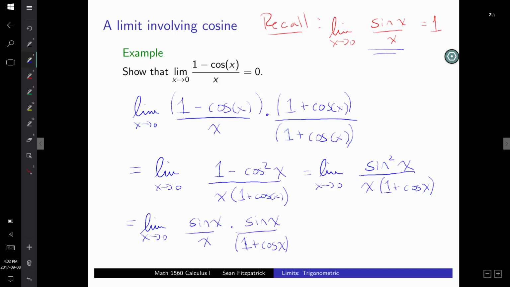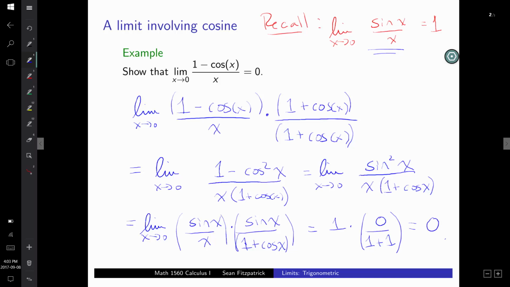Okay, and now I've got a limit of a product. I know what to do with the limit of a product. I take the product of the limits, and I know what this first limit is. The limit of sine x over x, we've got it up here. It's 1. The second limit, well, I also know that as x goes to 0, sine x goes to 0. So I know that limit is 0. And I also know that when x goes to 0, cos x goes to 1. So I've got 0 over 1 plus 1, 0 over 2, that's just 0. 1 times 0, still 0. And we've done our job.